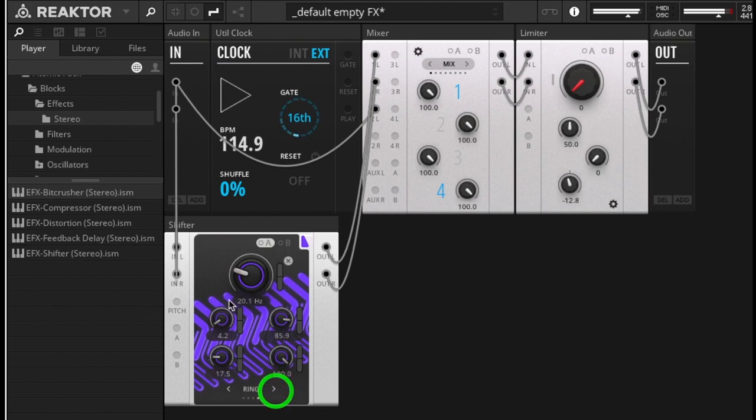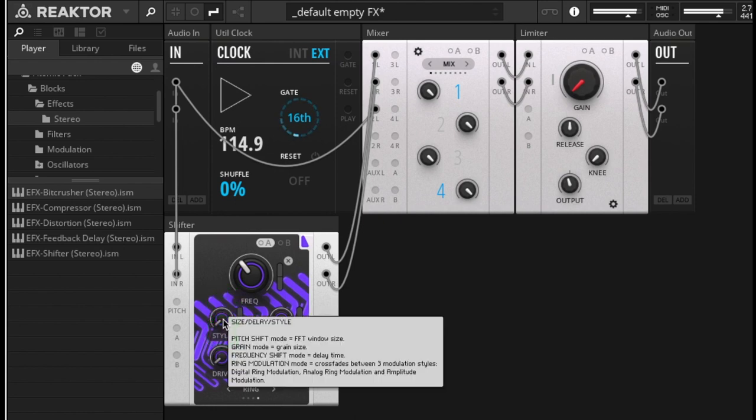Right, let's move finally onto the ring mod. And again, this is another feedback-y mode. So let's just make sure the dry's okay. Yes, the dry's okay. That's the wet. Right, this is interesting because we have a few different styles of ring mod here.